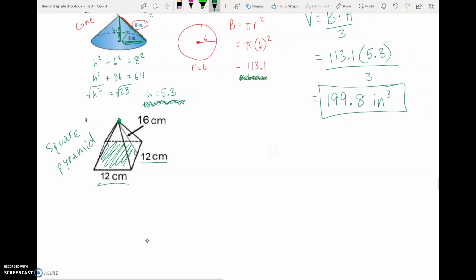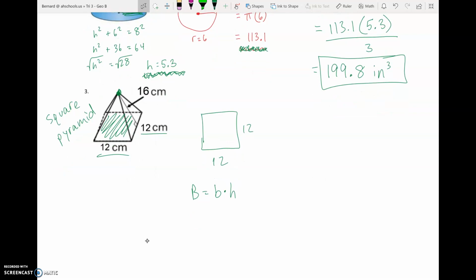And so remember, we need, for volume, big B times H. So let's figure out big B. That's the area of the base. The base is just a square, right? And so dimensions are 12 times 12. For a square, area will be base times height. And again, in this picture, that is just 12 times 12. And 12 times 12 is 144. So big B is 144 in this picture.